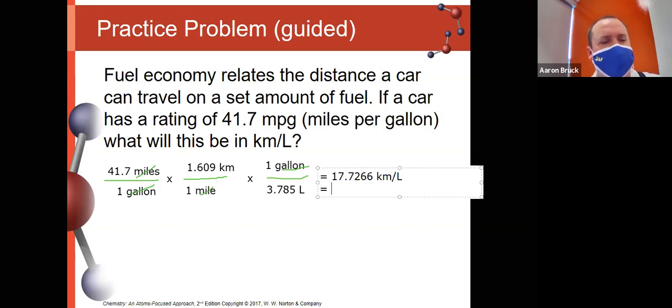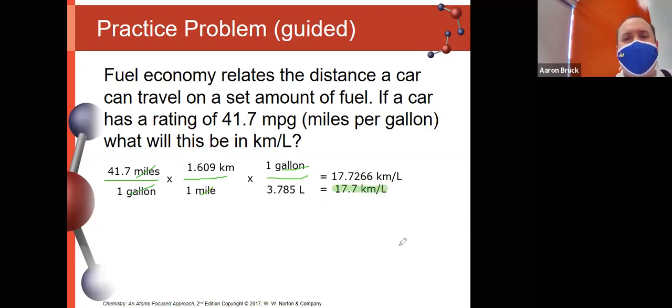How many significant figures do we need to run here? Answer here is 3. I've got 3 significant figures in my initial measurement. Both of my conversion factors have 4 significant figures. Remember, when we multiply and divide, we go to the smallest number of significant figures, which would be 3. So I'm going to round this to 17.7 kilometers per liter. And that is going to be the answer that we would report for this efficiency rating.